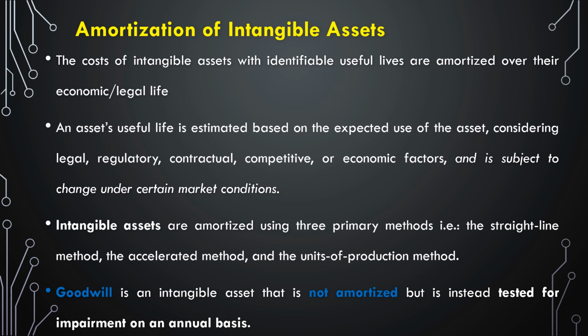Goodwill is an intangible asset that is not amortized because it has no finite time period, but is instead tested for impairment on an annual basis.